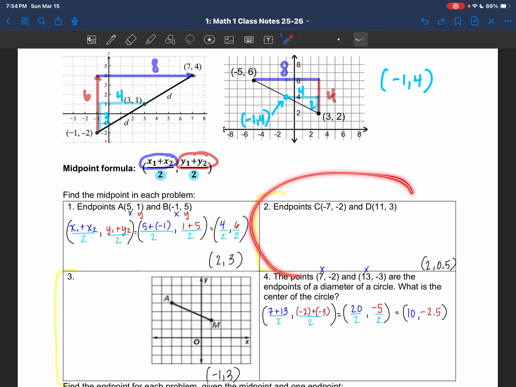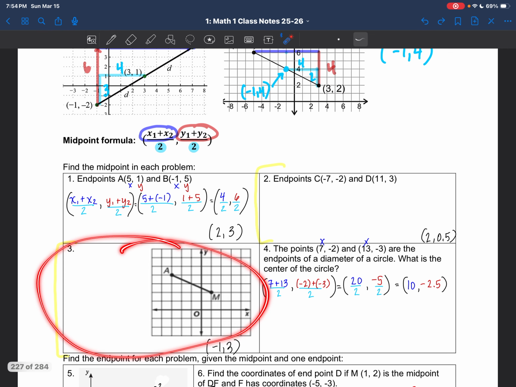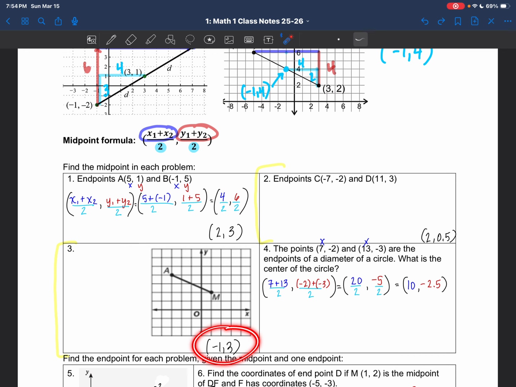So I want you to go ahead and try this. If you did it correctly, that should be your answer. And then I want you to go ahead and try it on the graph. If you did it correctly, your midpoint should be -1, 3. But remember to count, make your right triangle, and just go halfway through theirs.